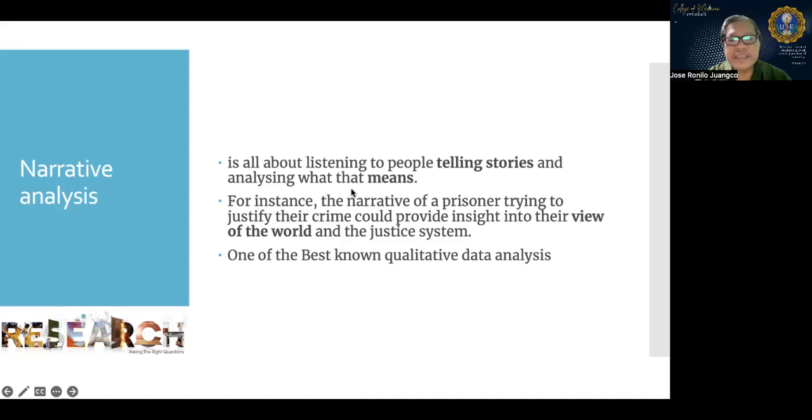Narrative analysis is all about listening to people telling stories and analyzing what that means. Okay, so for instance, the narrative of a prisoner trying to justify their crime could provide insight into their view of the world and the justice system. This is one of the best-known qualitative data analyses. For narrative analysis, you have to be a good writer. Okay? You have to have a good grasp of literary terms for you to have a good narrative analysis.